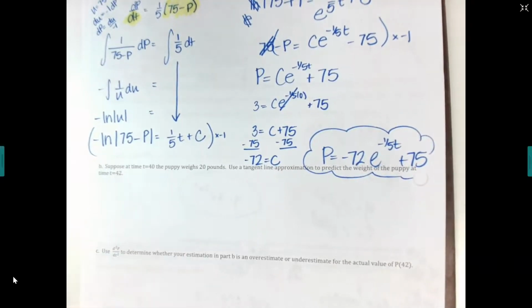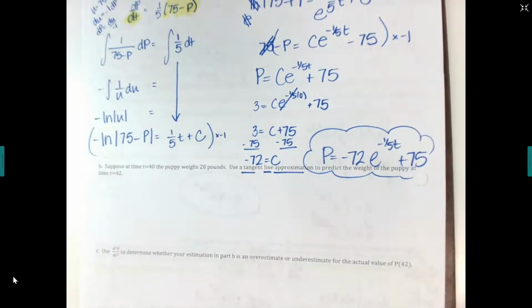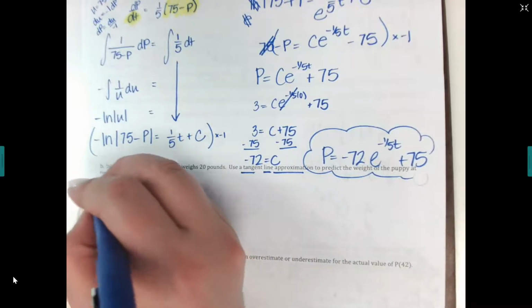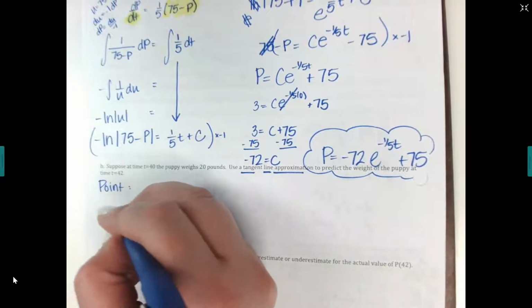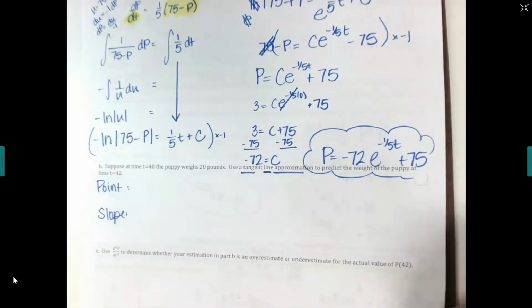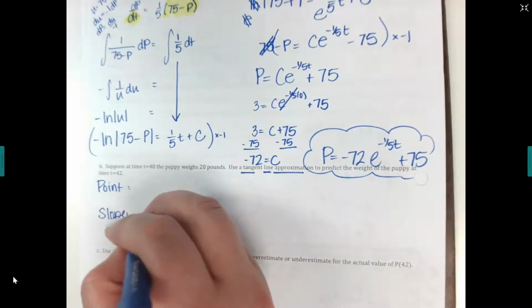They're asking me to do a tangent line approximation to predict the weight of the puppy at 42. What 2 ingredients do I need for a tangent line? Okay, a point and a slope. Now, they gave me dp dt. Is dp dt the point or the slope? That's the slope. So I'm going to put dp dt here.